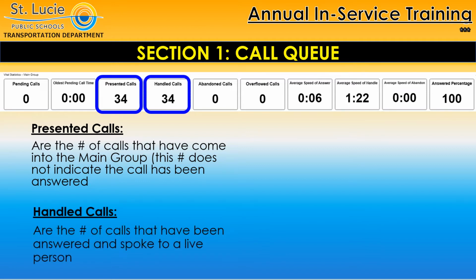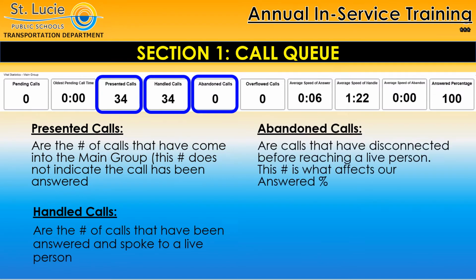The following is the handled calls. This is the number that has calculated the answered calls. Beyond that is the abandoned calls. Calls that have been disconnected before reaching a live person. This number is what will affect our answered percentage.